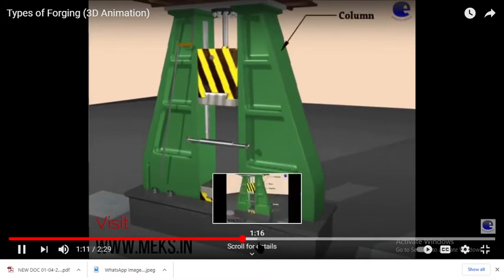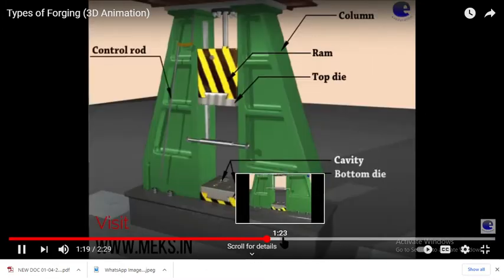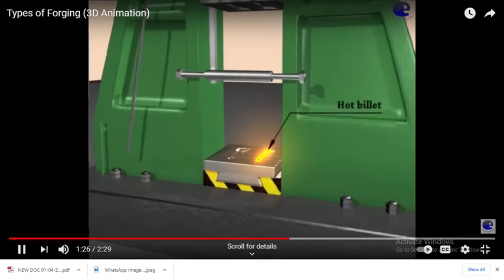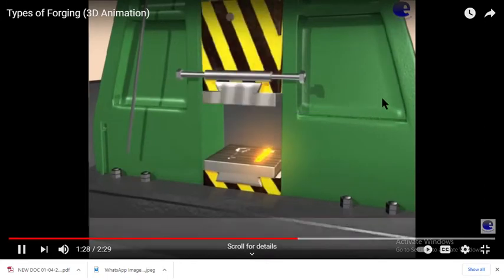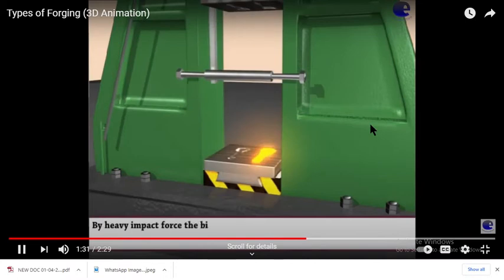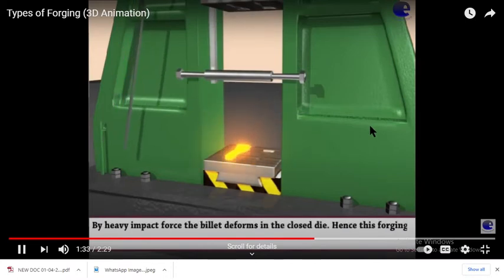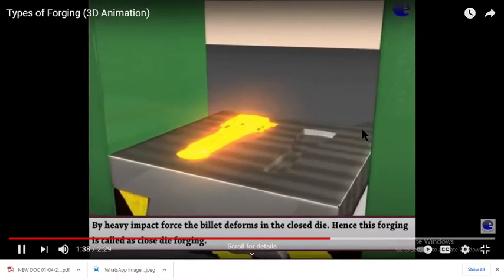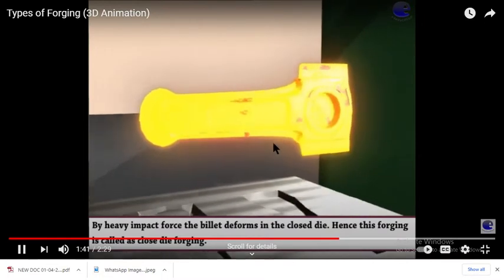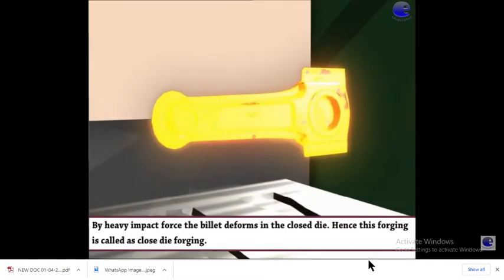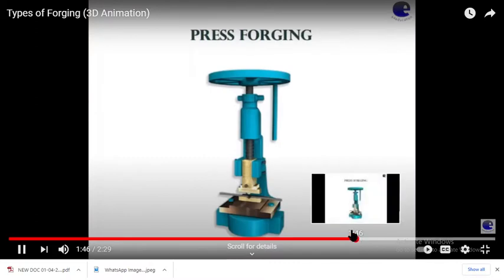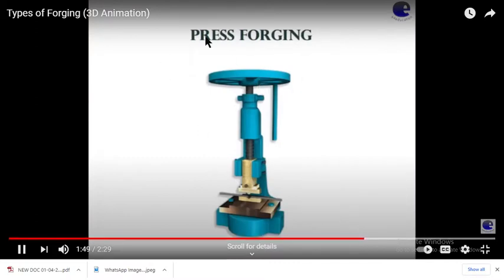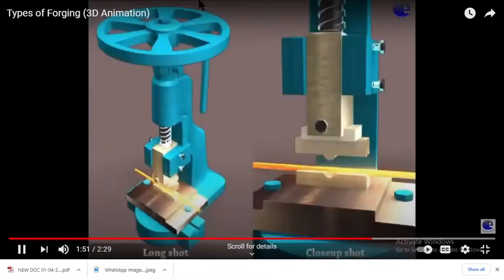This kind of forming process is mostly used in the automobile sector. Here you can see hot billet. Billet is the metal which is heated to the recrystallization temperature, and then it is placed here. This process is mostly used in the automobile sector. Billet means hot metal. This is the press forging. Here we are continuously applying pressure by moving this handle. This is the process for this.